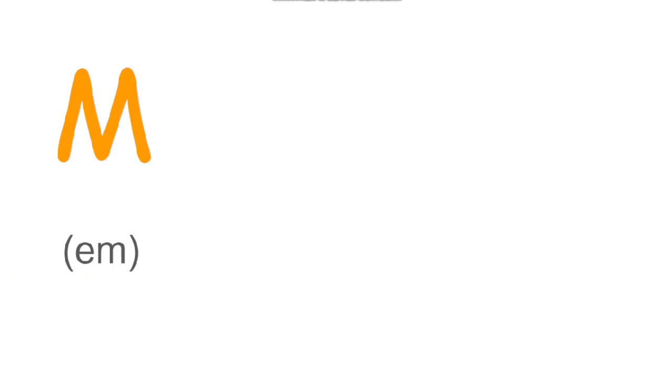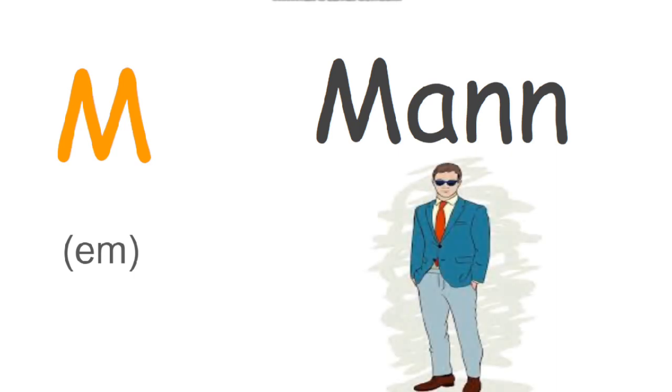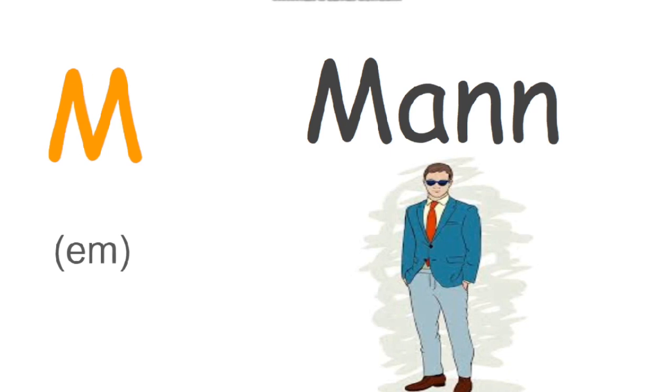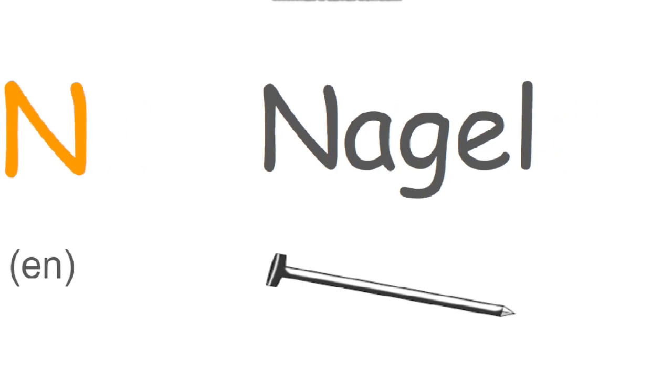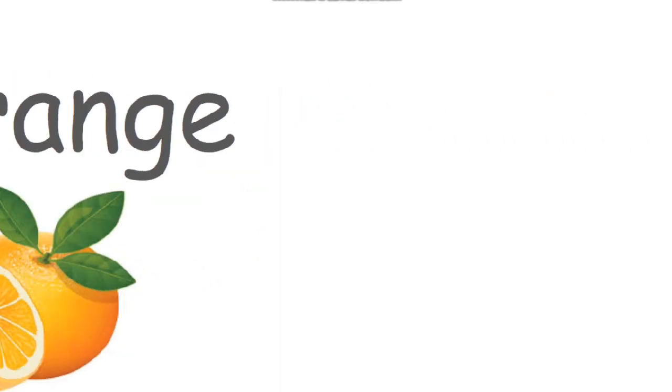And the next letter is M. The German word with the letter M is Mann. Mann, which means man in English. Next letter is N. The German word with the letter N is Nagel. Nagel, which means nail in English. Let's have a look at the letter O. The German word with the letter O is Orange. Orange. You can also pronounce it as Orange. Next letter is P.